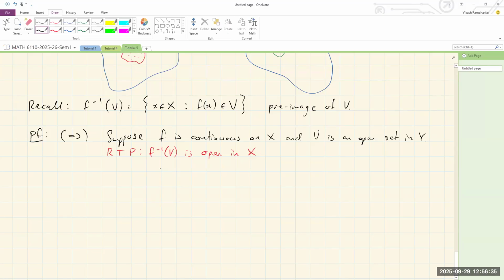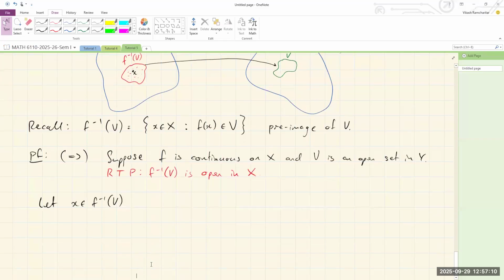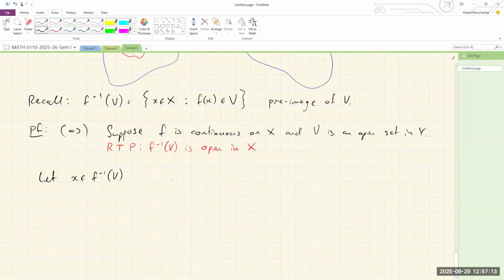So what's the usual way to show a set is open? I want to show that every point of f inverse of V is an interior point. Okay, so let me take a point in the pre-image, right? And of course, this point is over here, right? Oops. Right, so that's X. So let's take a point here. I'll try to remember to update the diagram as we go along. So let x be an element there.